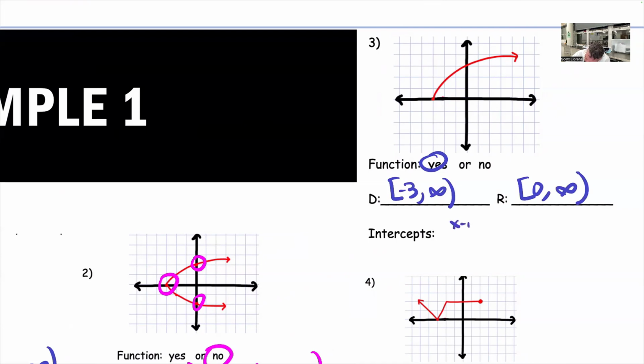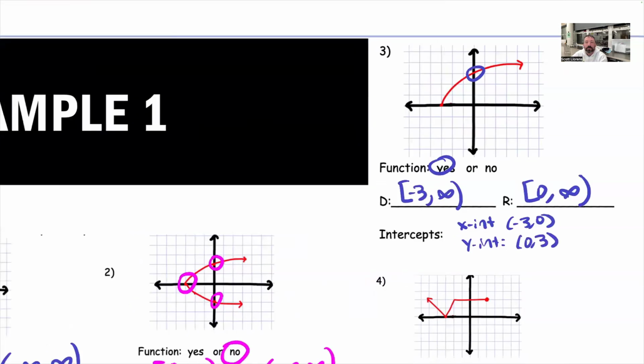X-intercepts, we've got one at negative 3, 0. And y-intercept, we've got one up here at 0, 3. There we go.